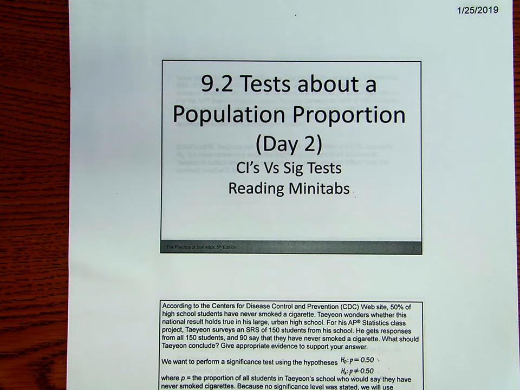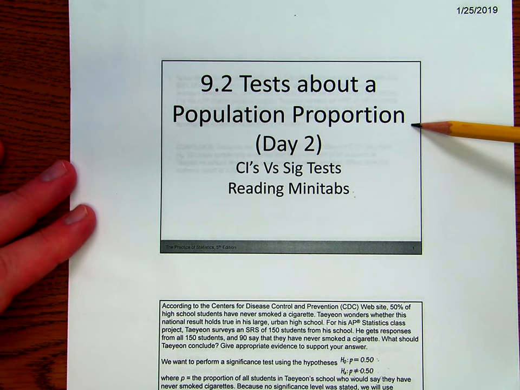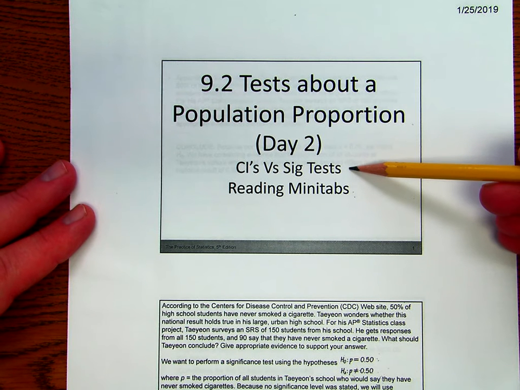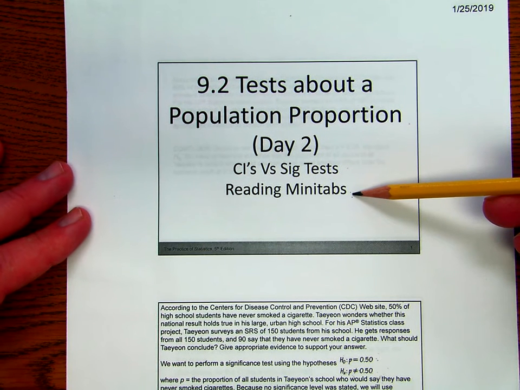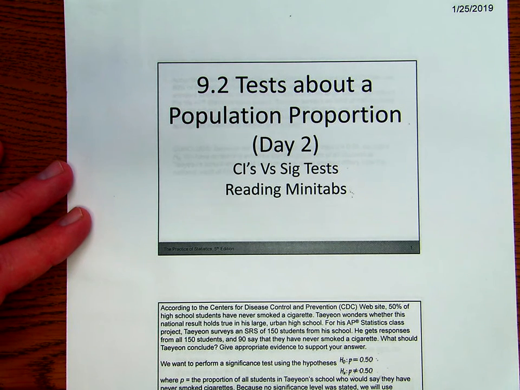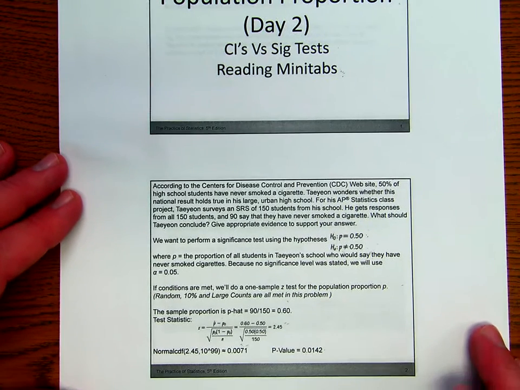Today is day 2 of section 9.2, and we're continuing with significance tests about population proportions, except we're going to incorporate 2 new things. What's the connection between the confidence interval and the significance test, and how do we extract information from computer printouts? Specifically, your book uses Minitab as its example of a computer printout. So let's dive right into an example here.